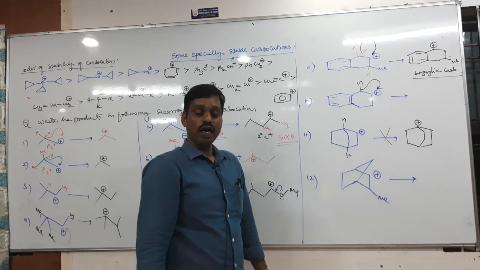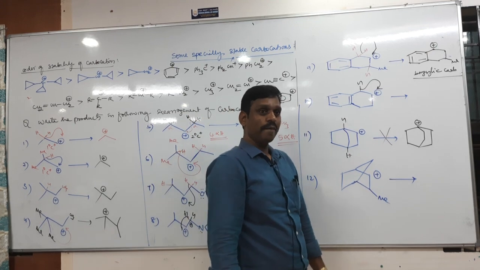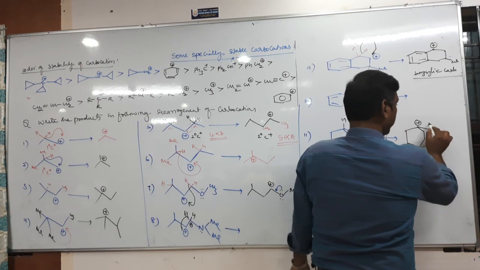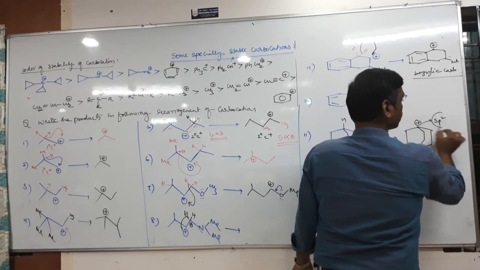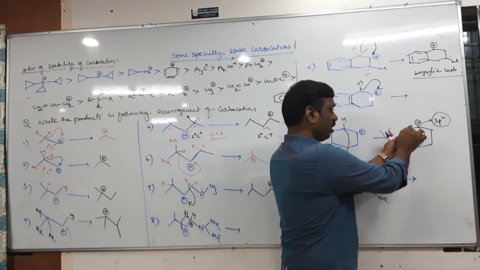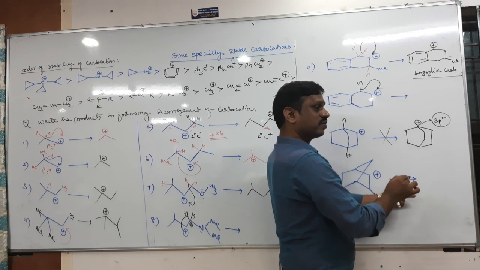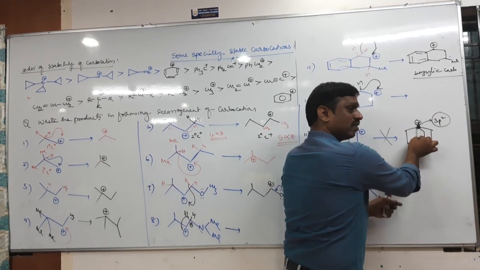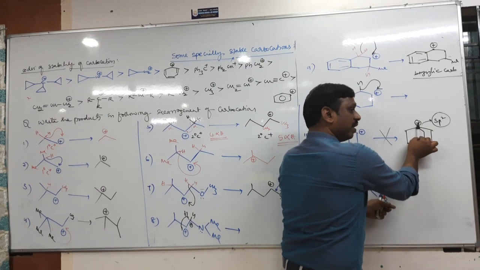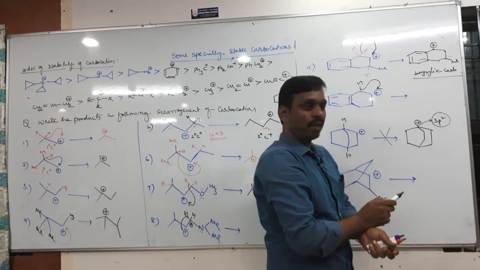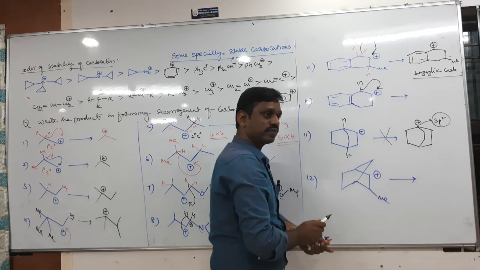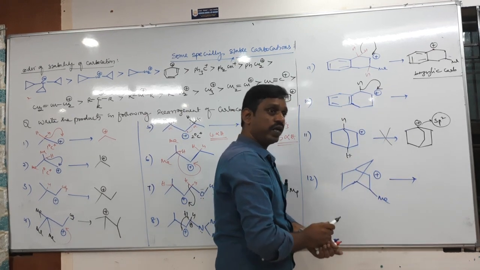Why? According to Bredt's rule, bridgehead carbon never gets planarity. It means it never gets sp2. Actually, it is above the ring like this. If you write sp2, this has to be on the plane. It has to come onto the plane. That is not possible. That means this conversion is not possible. It means it does not convert according to Bredt's rule.